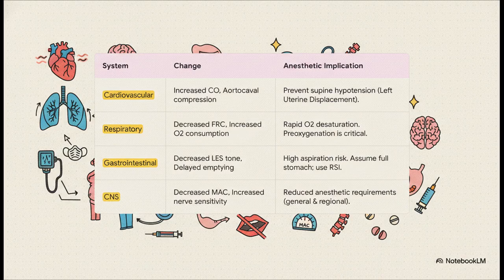And finally, the CNS. Progesterone and endorphins make the brain and nerves more sensitive to our drugs. MAC is down by as much as a third, and they're more sensitive to our spinals and epidurals. We have to cut our doses, or we risk toxicity and going too deep.